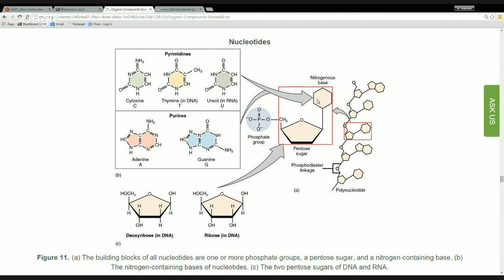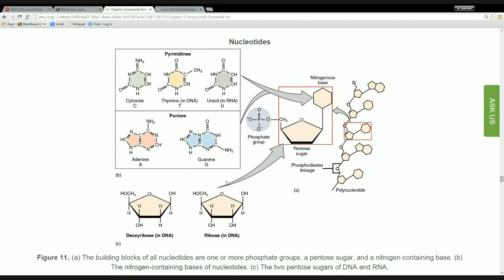And then there's a ring structure off to the side called a nitrogenous base. Nitrogenous refers to the fact that they have nitrogens in them, sometimes a couple or a few. There are 5 different types of nitrogenous bases: uracil, thymine, cytosine, adenine, and guanine. The 2 at the bottom here with the double ring structure are called purines. The 3 at the top with the single ring structure are called pyrimidines. Thymine and uracil are pointed out here as being slightly different because thymine is only found in nucleotides for DNA and uracil is only found in nucleotides for RNA.